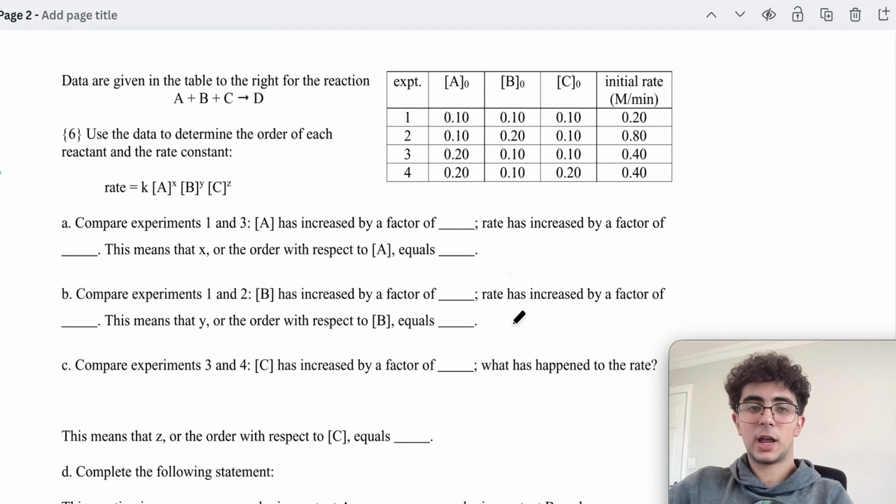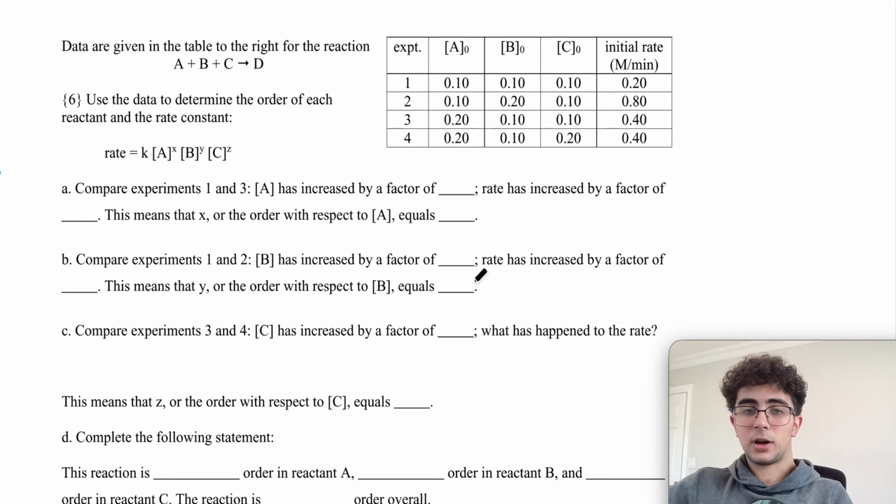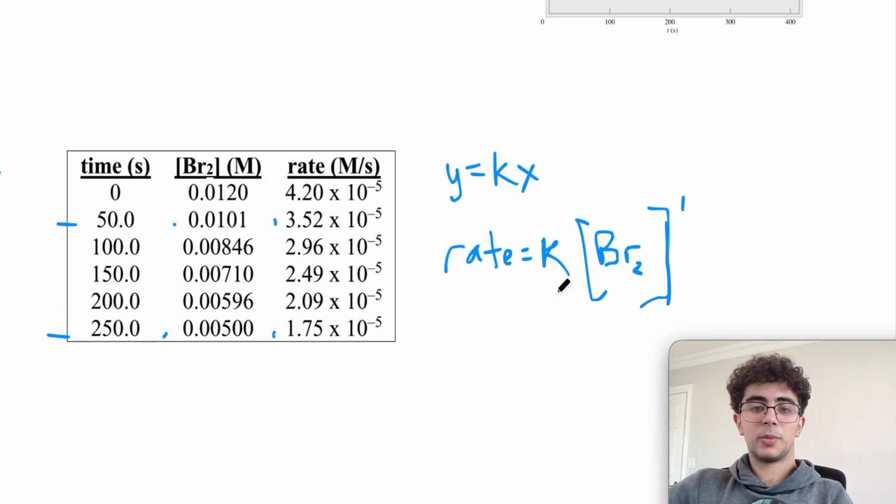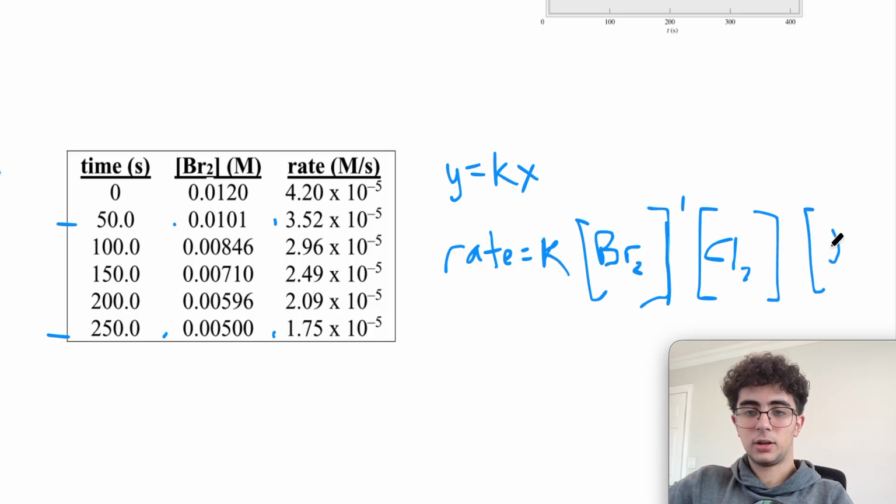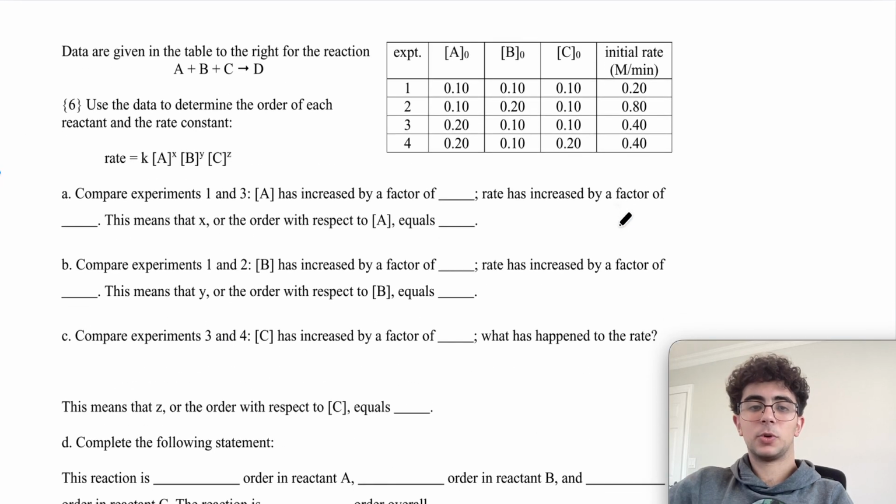So this is a very common FRQ for the AP. I'll give you a table like this with concentrations of A, B, C, and the initial rate for each one. In our last one, we were able to say that the rate is equal to k[Br2]. What if there's more reactants? If there's more reactants, all we're going to do is also multiply by the other reactants, maybe like Cl2, maybe by, I don't know, J. And then each one will have to find its exponent. So how do we find the exponent of each one?